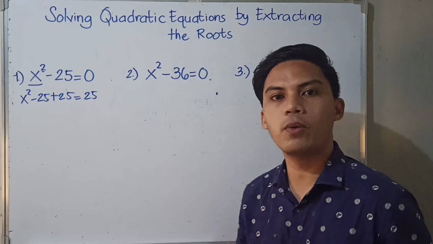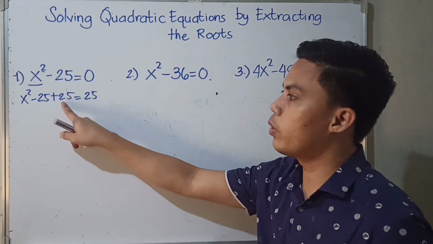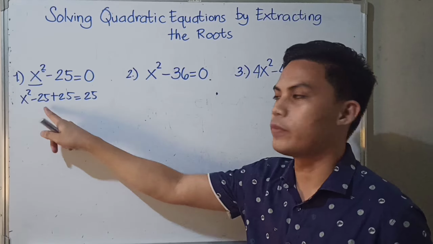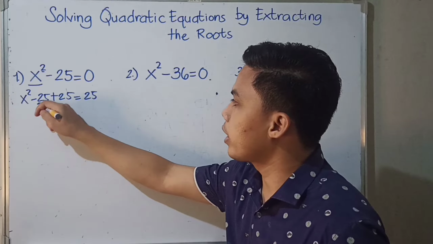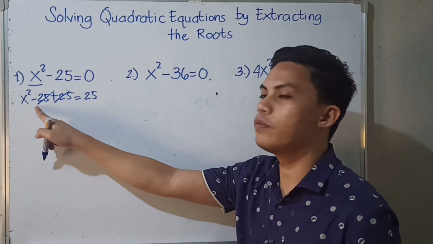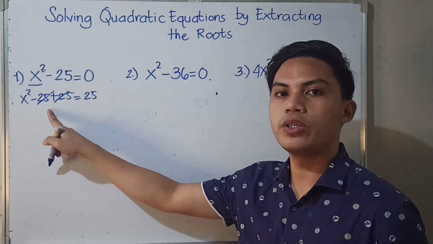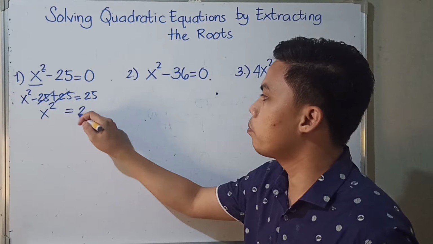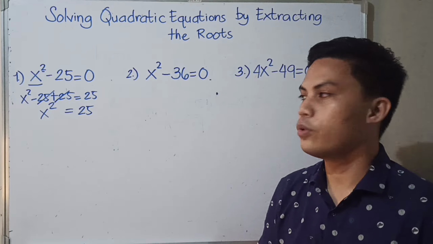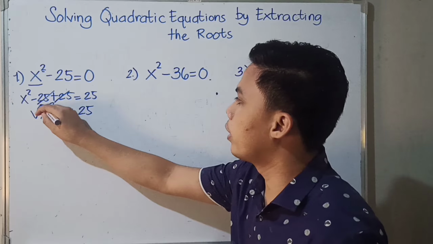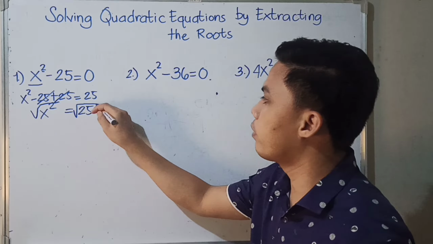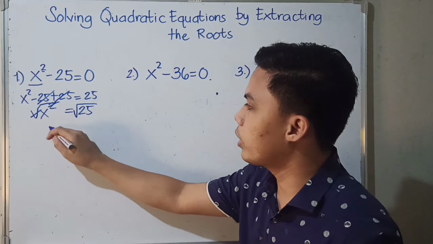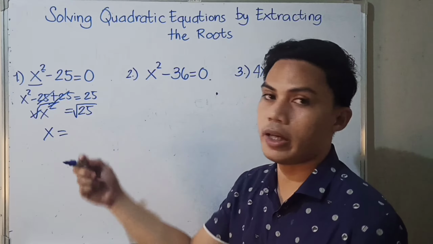So, ang addition property of equality, kailangan nating mag-add ng 25 sa both sides ng equation para matanggal si negative 25. Okay? So, matatanggal ngayon si negative 25 kasi nga negative 25 plus 25 is equal to 0. So, what remains is x squared is equal to positive 25. So, get the square root of the left side of the equation as well as the right side of the equation. So, this will be cancelled out. And what remains sa left side would be x.